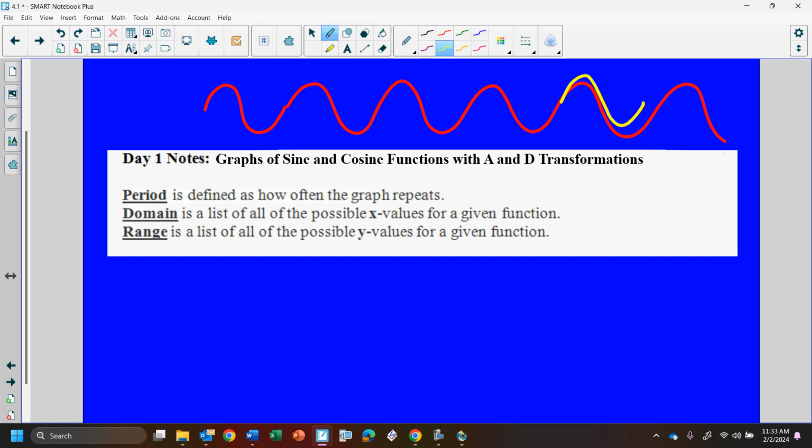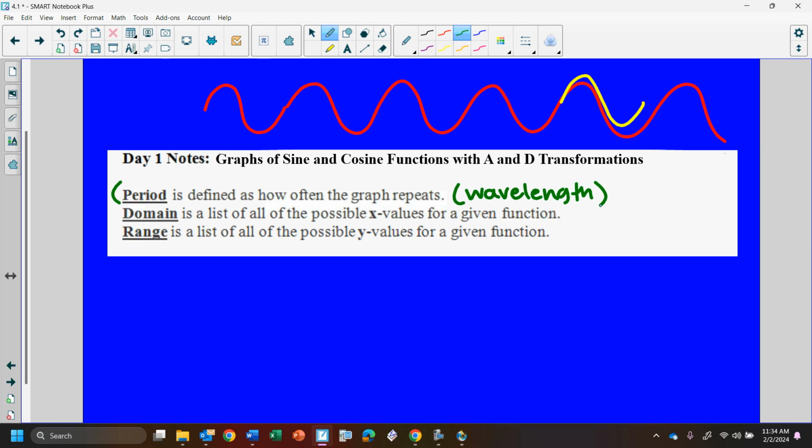In physics, has anyone ever heard the word wavelength? Yeah, even maybe not in physics. The wavelength is the same thing as the period. It's how often the graph takes to repeat itself.